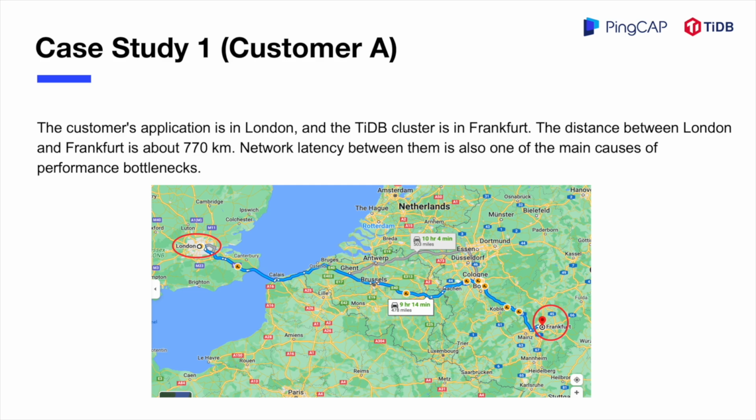Because we found that the customer's application is in London and the TiDB cluster is in Frankfurt. The distance between London and Frankfurt is about 770 kilometers. The network latency between them is also one of the main causes of the performance bottleneck.